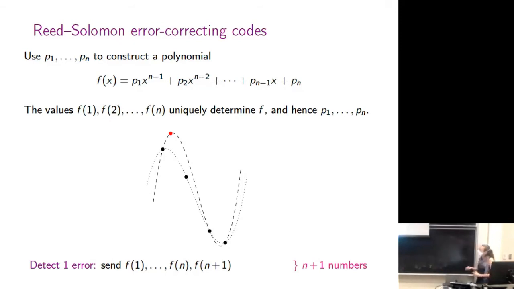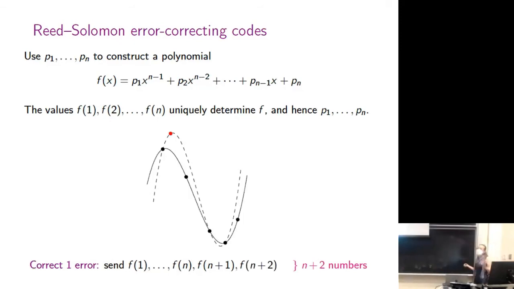So if I want to correct errors, well, I'll just throw in one more. And then one of those possible graphs of degree n-1 polynomials will have one more point on it than all the other ones, and now I know that one is the correct one. So this involves sending n+1 if you want to detect, or n+2 if you want to correct, but that's way better than 2n or 3n.